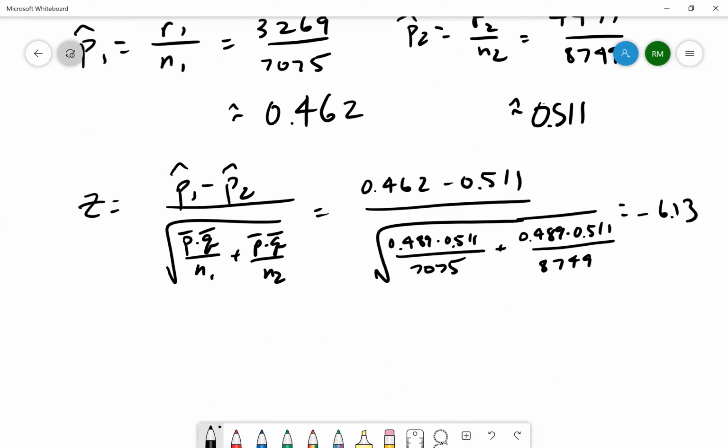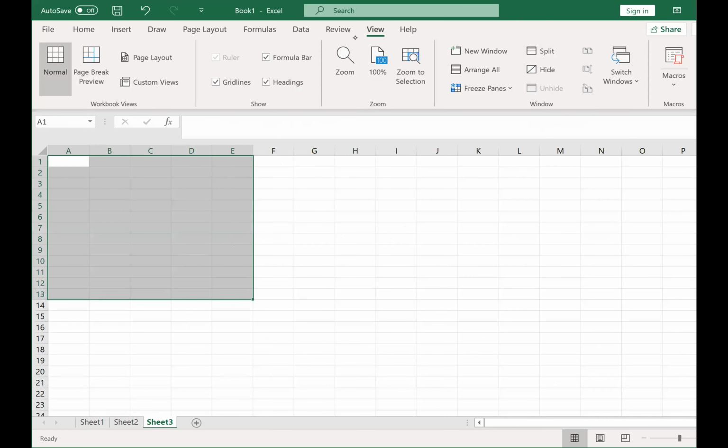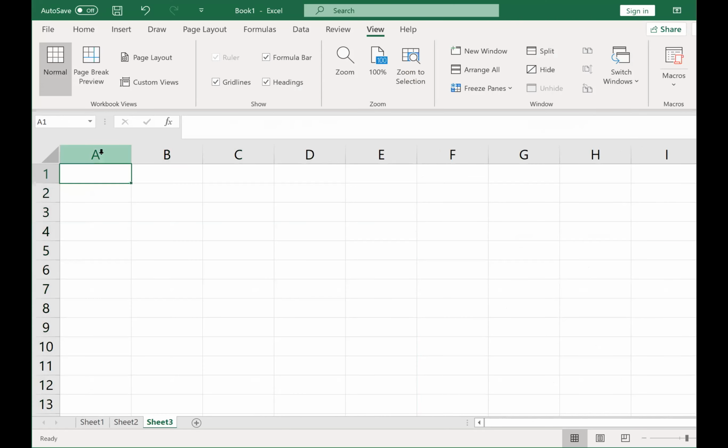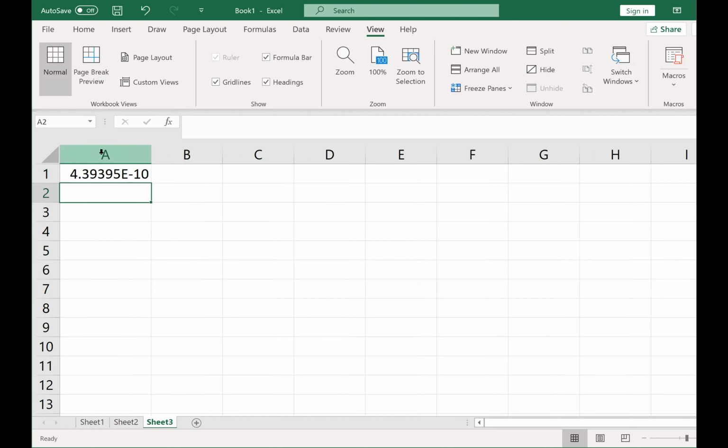So here is our standard normal. Here is negative 6.13. It's a left tail test, so we need to find that p-value using Excel. So let's share Excel. So we can do equals norm.s.dist of negative 6.13, comma true. And we get a p-value of about 4.39 times 10 to the negative 10th.